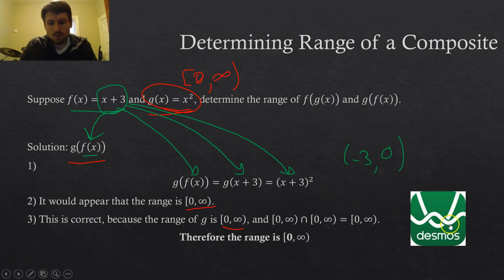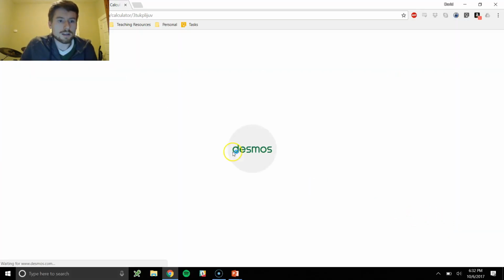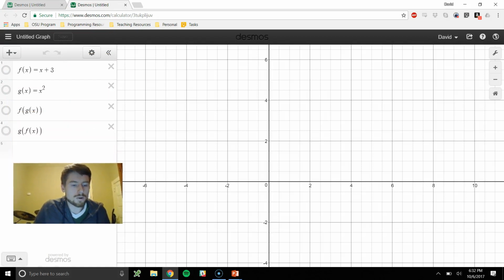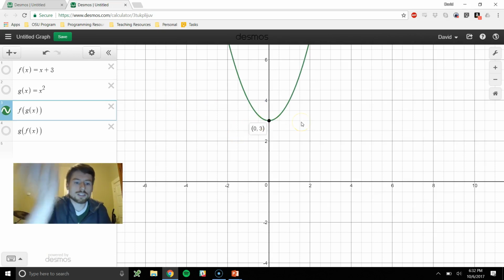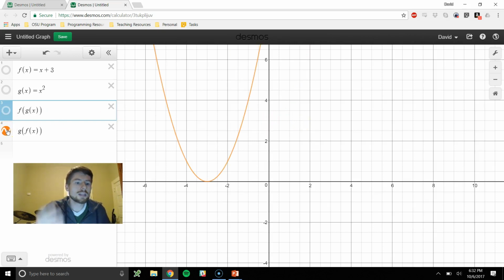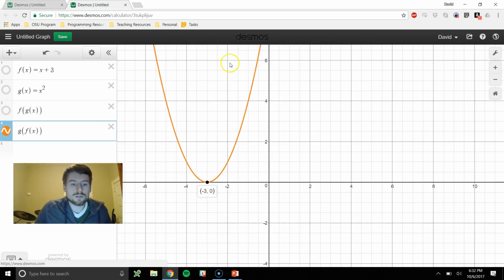Let's go ahead and look at these two on Desmos and see their graphs play out. Okay, so we've got x plus 3 and x squared. The first one we looked at was f of g of x, which was taking the parabola and shifting it up 3. And you can see its range starts at 3 and goes up. And then g of f of x, which was plugging the linear function into the quadratic, you end up shifting the parabola not up 3 but left 3, and we can see its range is from 0 to infinity, which is the same range as g of x, right?